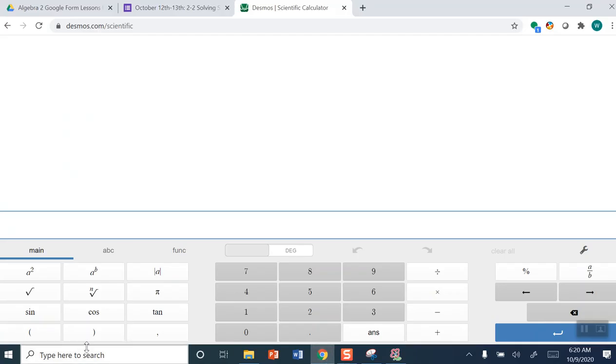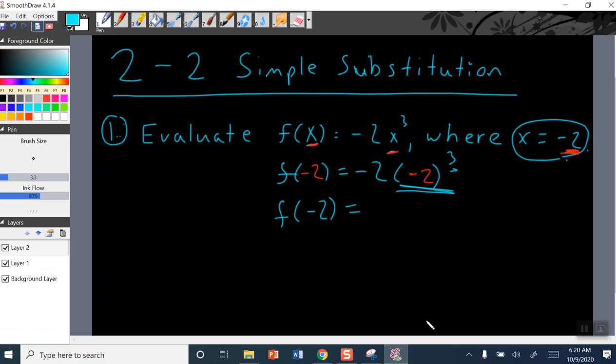We're going to go to our Desmos Scientific Calculator. So I can write parentheses, and I can write minus 2, close parentheses, and then right here where it says a to the b, we can click that, and we can type in the value of 3. Now, I might have made a mistake here because I've cut off my screen just a little bit, but you can see the answer is negative 8. So, I know that this is really negative 2 times negative 8.